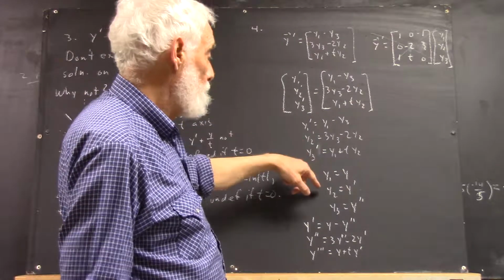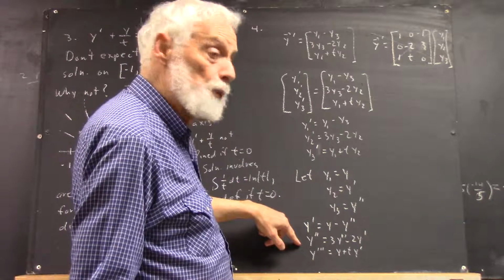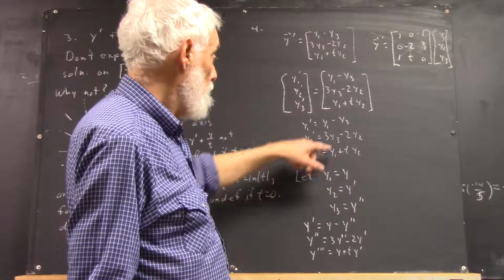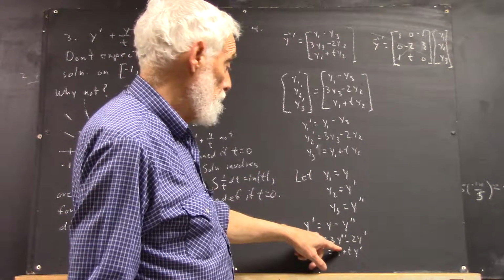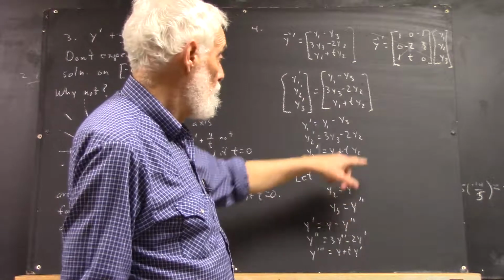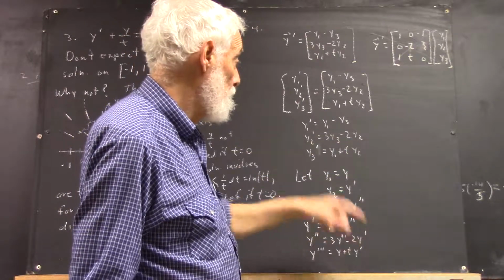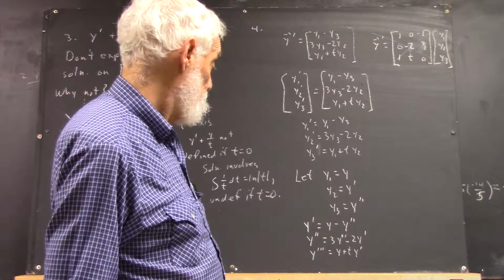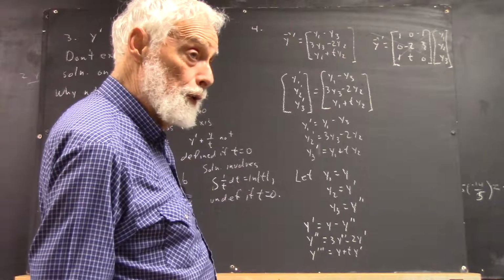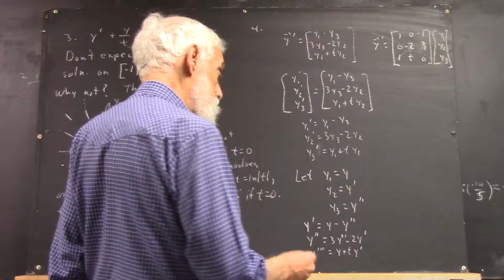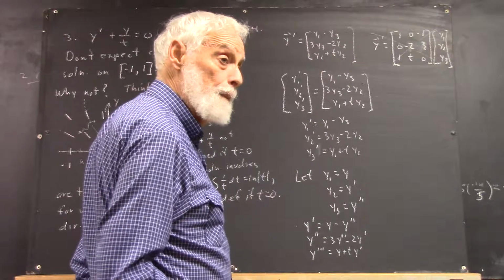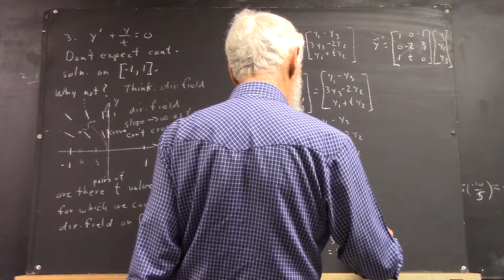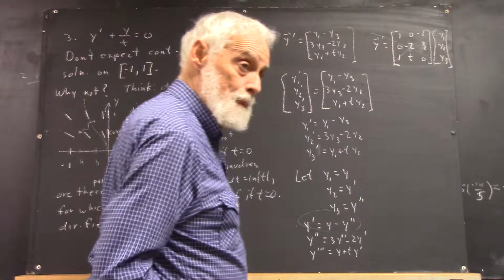y2 is y prime, so y2 prime is y double prime, okay? And y3 is just y double prime, and y2 is y prime. So we just substitute in the most straightforward way. Now, what we do with this is, here we have an expression for y prime, right? We can substitute this expression in for y prime here.